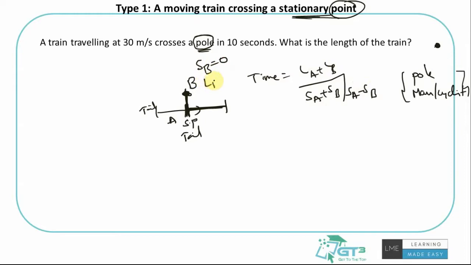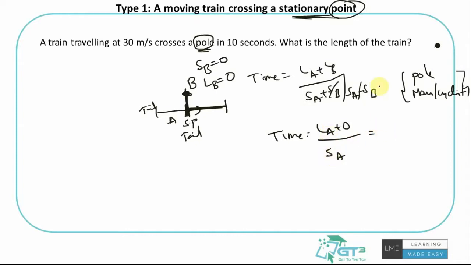What is the length of the second entity? Zero, because it's just a point. Just put them back here. The time would be LA plus zero. Doesn't matter, because B is zero. Is it SA plus SB or SA minus SB? I'll get only SA. So that's basically length of train by speed of train.